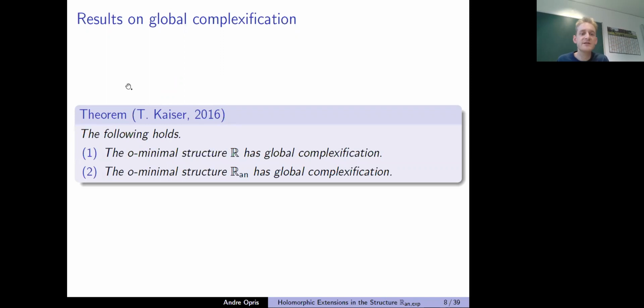And the second one is that the o-minimal structure R_an has global complexification. This is a result which appeared in the Israel Journal of Mathematics. And for my research, the proof of the second statement is important for technical reasons. I want to give the proof idea for the second statement at this point.